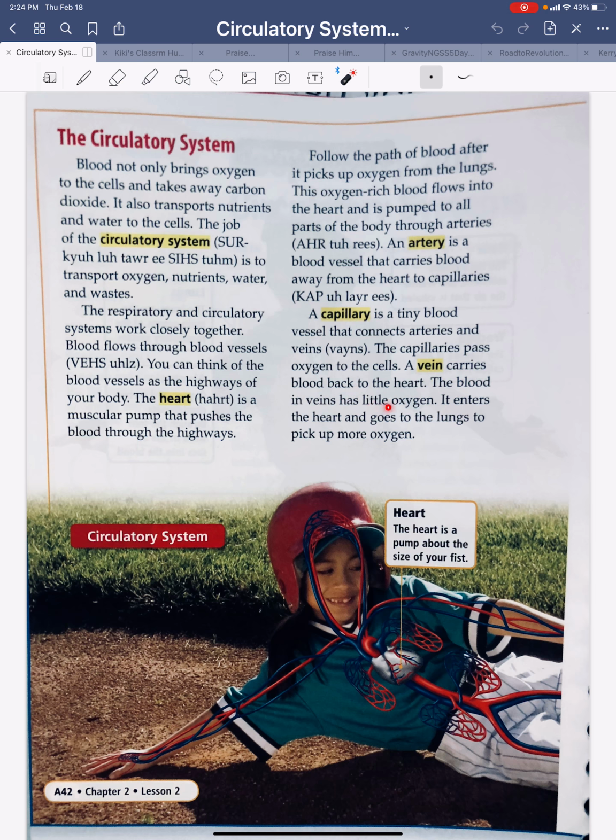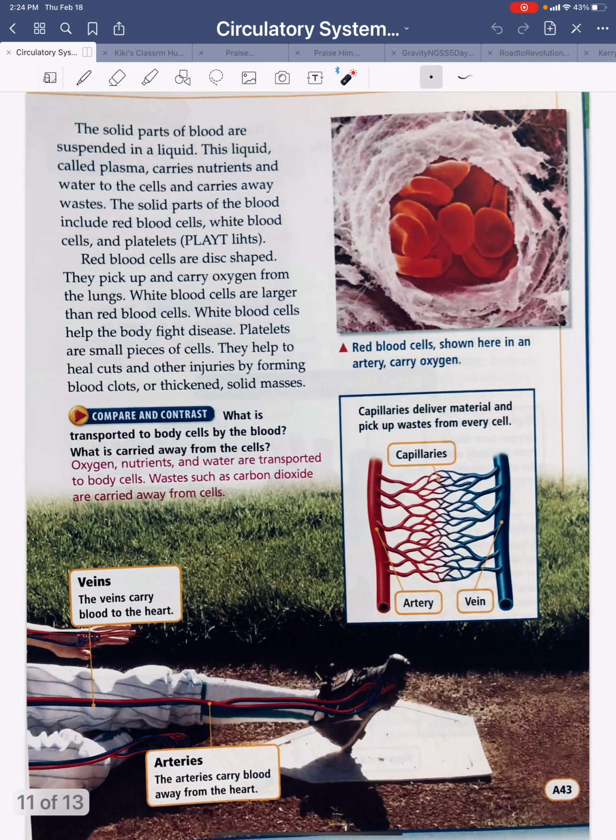The blood in veins has little oxygen. It enters the heart and goes to the lungs to pick up more oxygen. And here you can see your heart sits in the middle of your chest. The heart is about the size of your fist. And here are all the veins and the arteries going all throughout the body. Isn't that amazing?